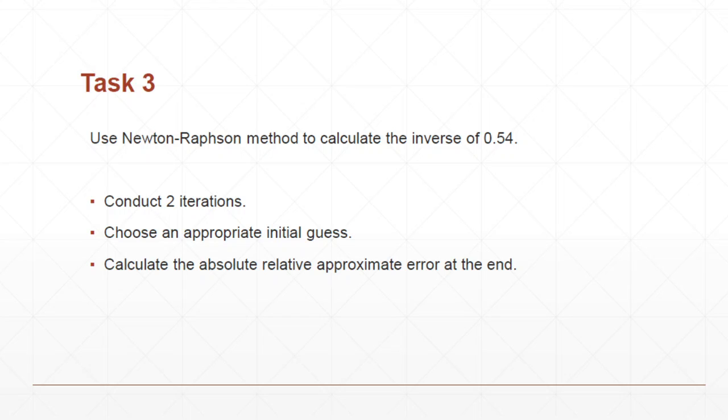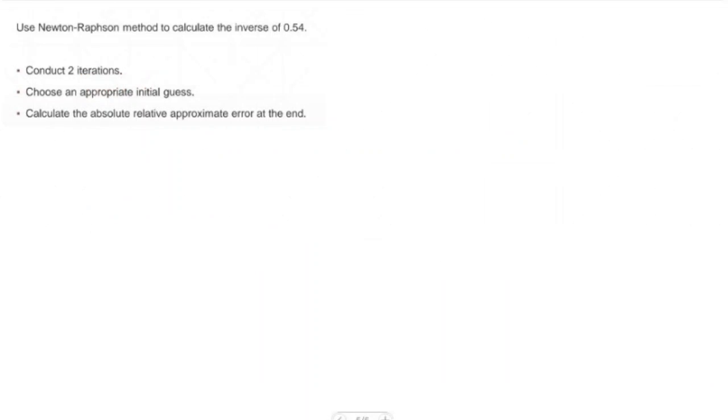Task 3 is about the Newton-Raphson method. We have to find the inverse of 0.54 using the Newton-Raphson method. We have to conduct 2 iterations, choose an appropriate initial guess, and calculate the absolute relative approximate error at the end of the calculation. So here, let's start working with it.